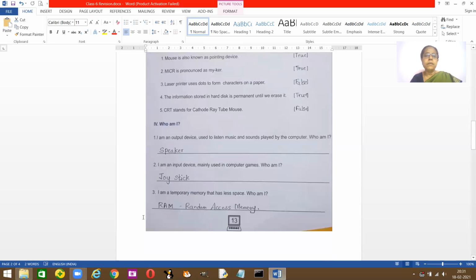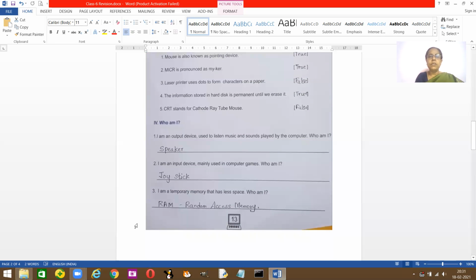Going to who am I? I'm an output device used to listen to music and sound played by the computer. Who am I? When you listen to music, you listen to it on the speaker, and speaker is an output device. So the answer is speaker. I am an input device mainly used for playing computer games. So you play computer games with the help of a joystick, and joystick is an input device used for playing games.